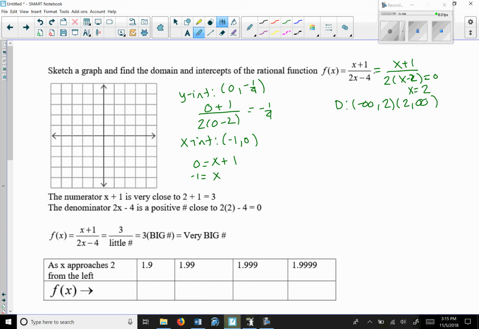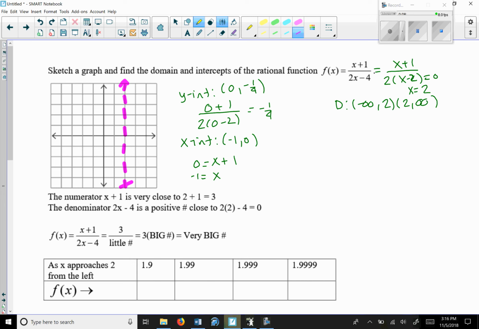So let's go ahead and think about graphing this. In my denominator, I know that I cannot have 2. And so that means I have a vertical asymptote at an x value of 2.